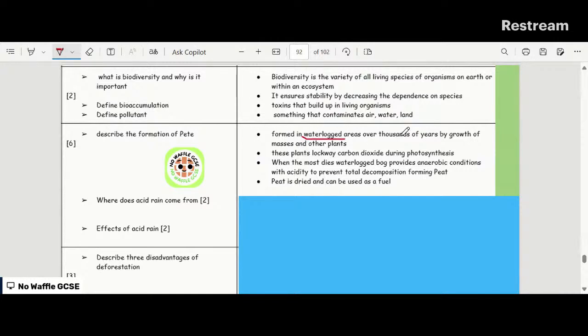Remember when we looked back at that question, which looked at the 3 key conditions for decomposers, we looked at moisture, and that was a key aspect. So waterlogged areas, over thousands of years, old by the growth of mosses and other plants. These plants lock away carbon dioxide during photosynthesis. So when the moss dies, the waterlogged bog provides anaerobic conditions. Now, because of the anaerobic conditions and it being quite acidic, it prevents the total decomposition, and therefore peat is formed. Peat is then dried and can be used as fuel.